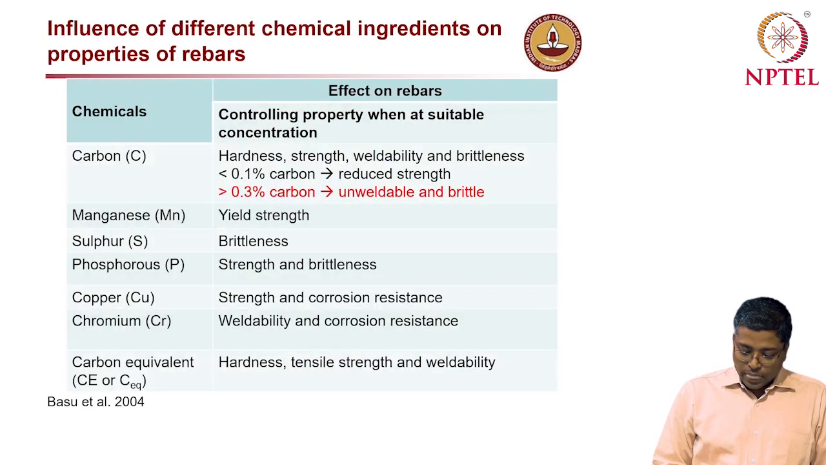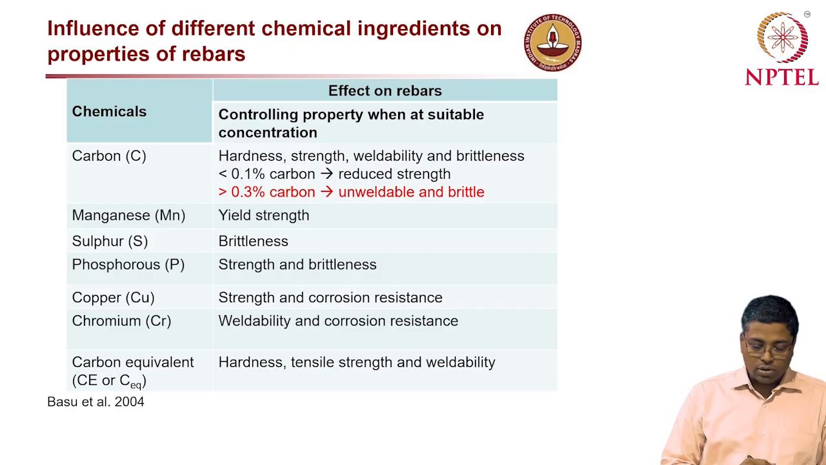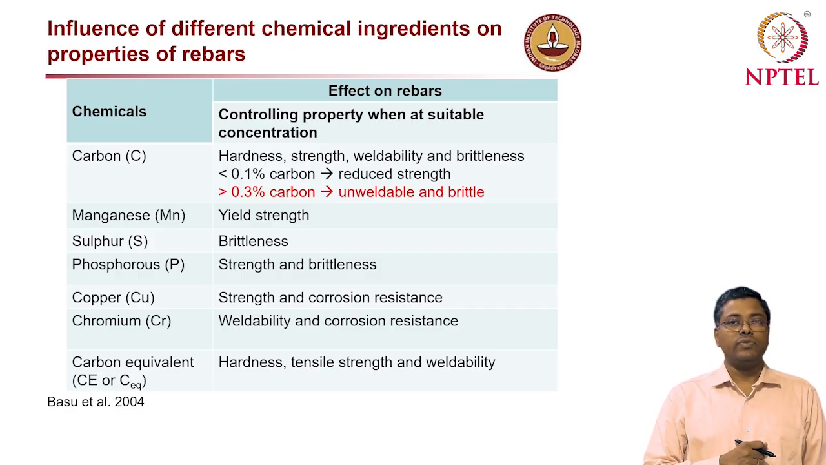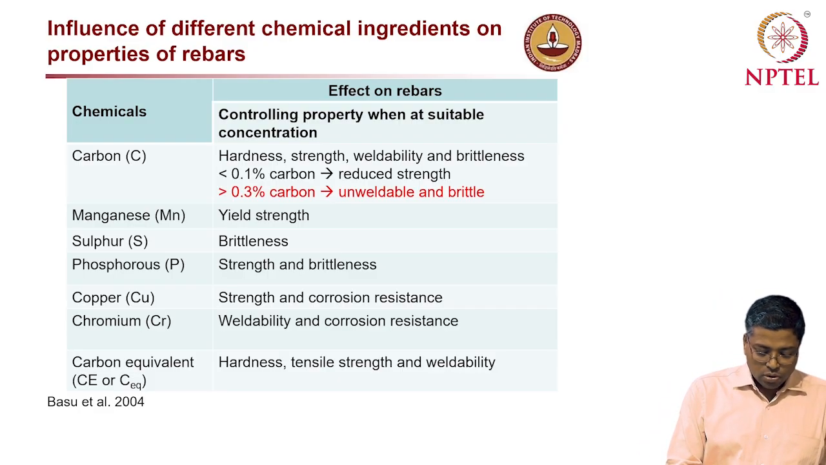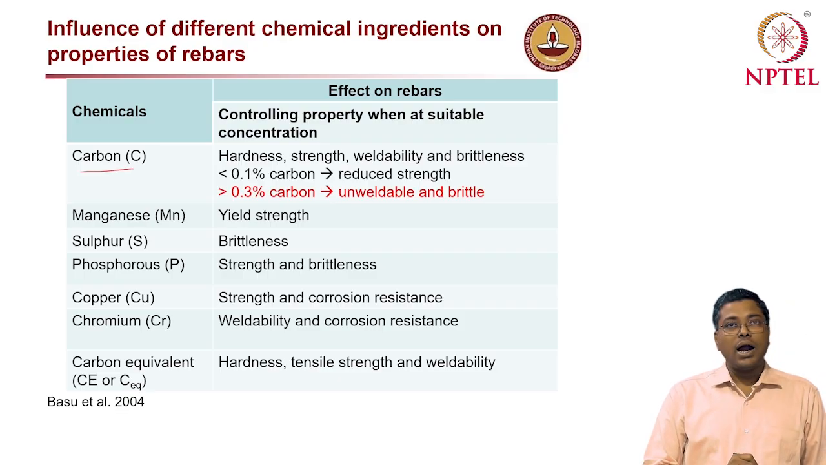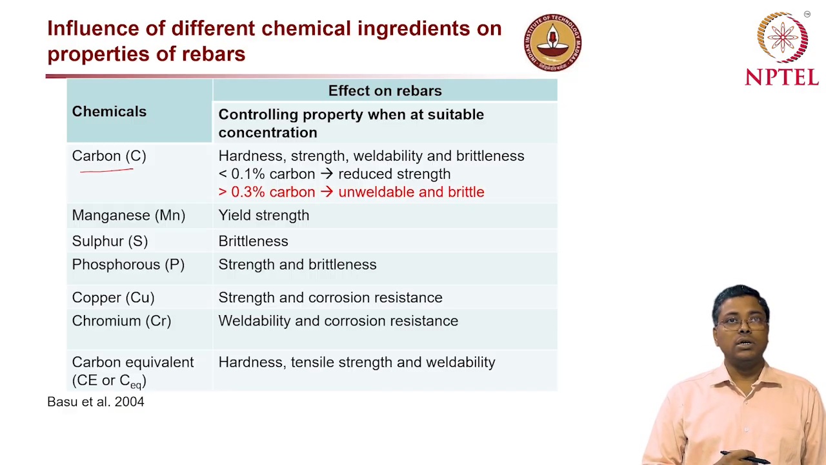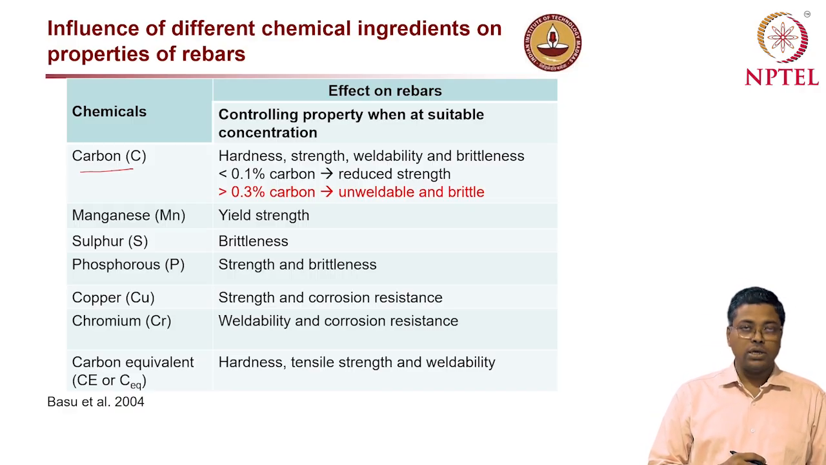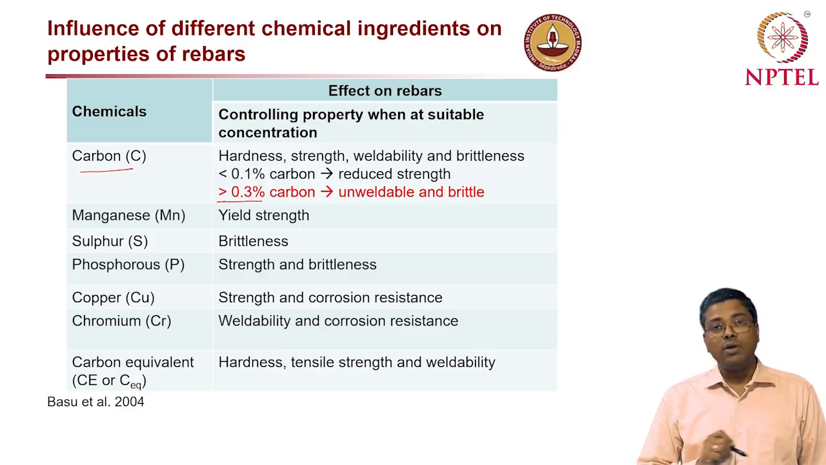Now let's look at the influence of different chemical ingredients, or the chemical composition of the steel, and how they are influencing the various properties. Very briefly we'll go through carbon. It influences the hardness, strength, weldability, and brittleness. All these properties will get influenced if you change the carbon content. For example, here you can see if the carbon content is more than 0.3%, then the steel might become unweldable or it might become very brittle in nature.